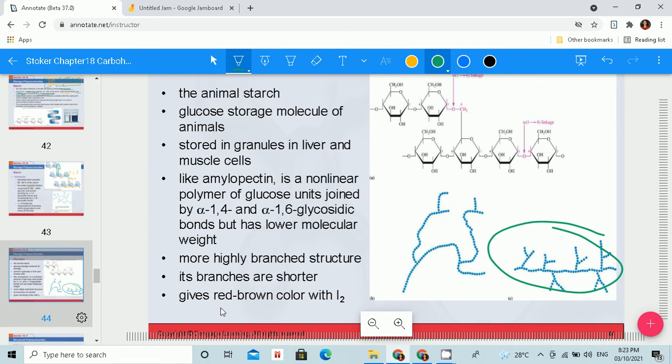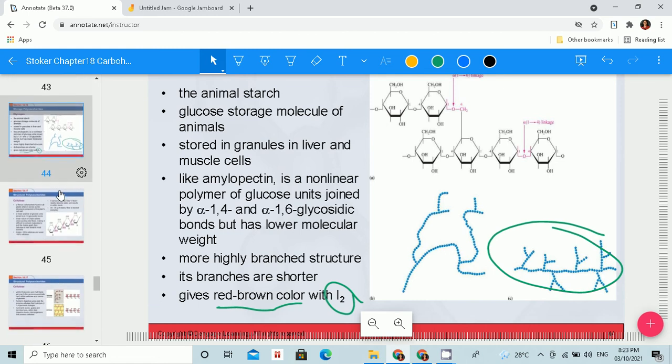When you test it with iodine, it gives a red-brown color. Unlike amylose, which gives us blue, this one gives us a red-brown color. Okay, so that is glycogen.